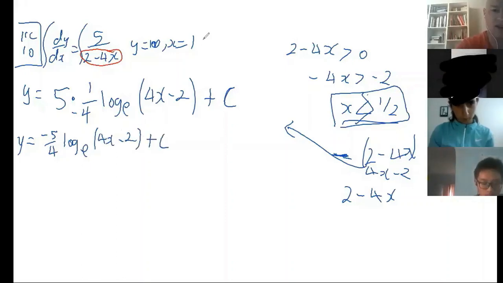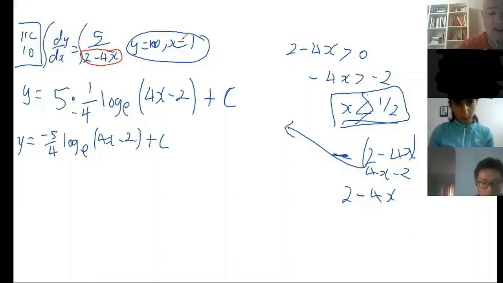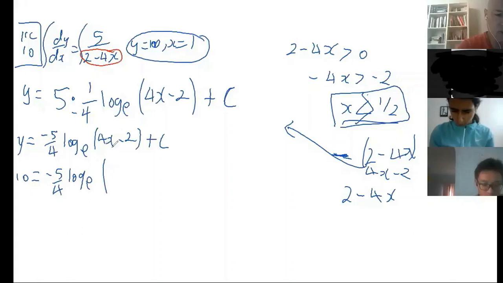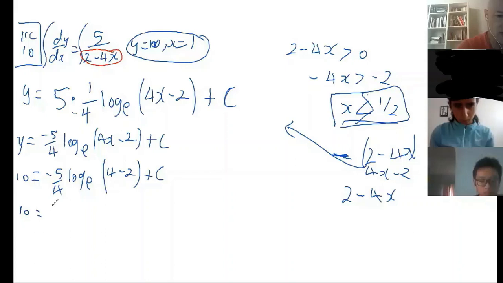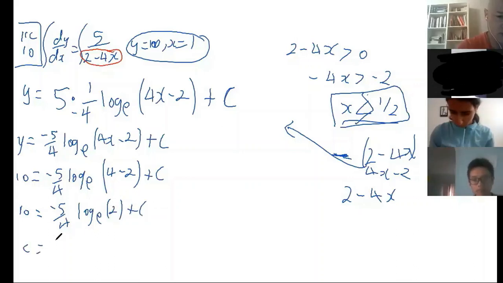Now, they've given us information, y equals 10, x equals 1, so I'm going to substitute that in to find my c like normal. So 10 equals negative 5 on 4 log e. X is 1, so I get 4 times 1, which is 4, 4 minus 2, plus c. I'm writing all the steps. You don't need to write all these steps, of course. Negative 5 on 4 log e of 2 plus c. So c equals 10 plus 5 on 4 log e of 2.